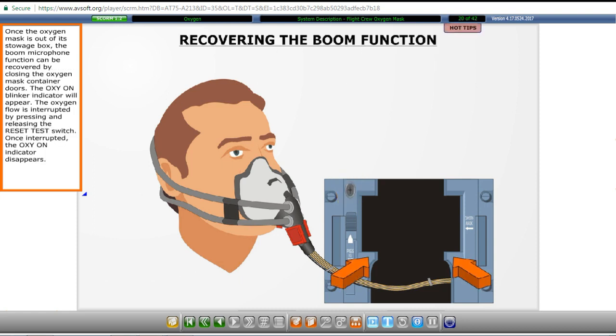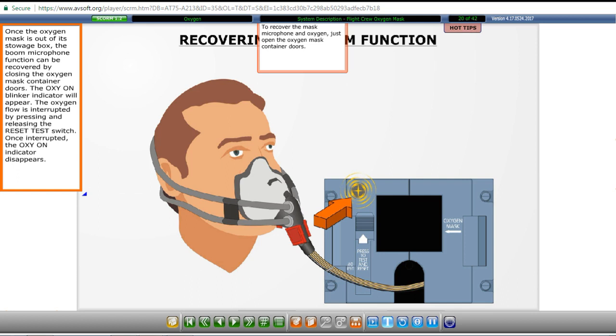Once the oxygen mask is out of its stowage box, the boom microphone function can be recovered by closing the oxygen mask container doors. The oxygen on blinker indicator will appear. The oxygen flow is interrupted by pressing and releasing the reset test switch. Once interrupted, the oxygen on indicator disappears.